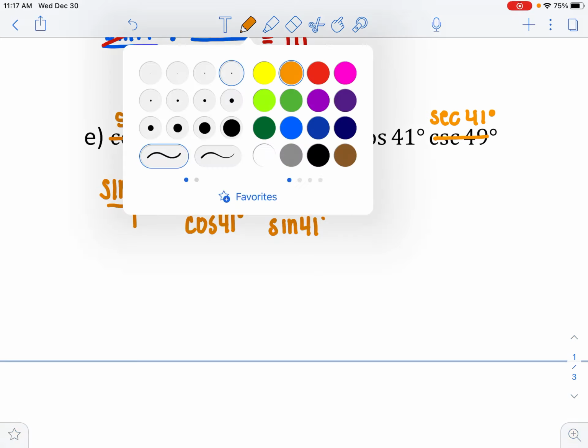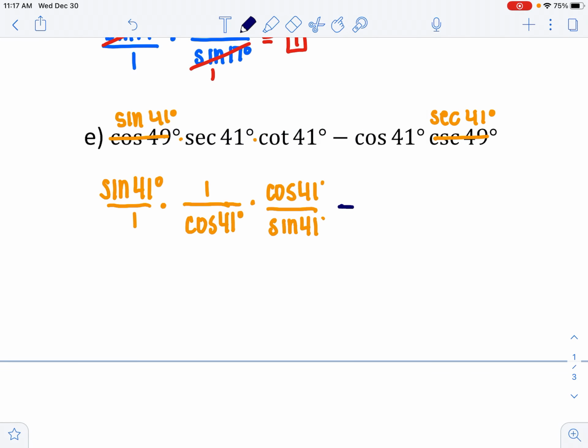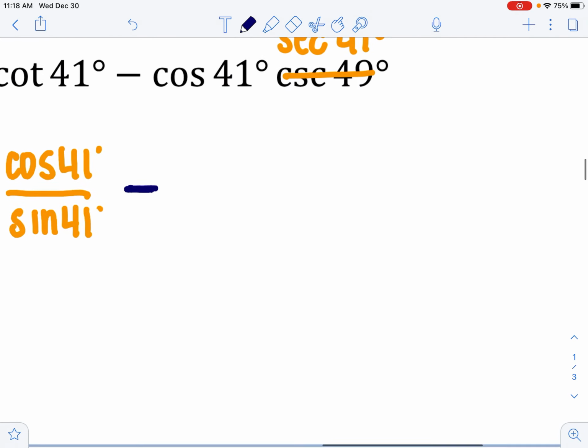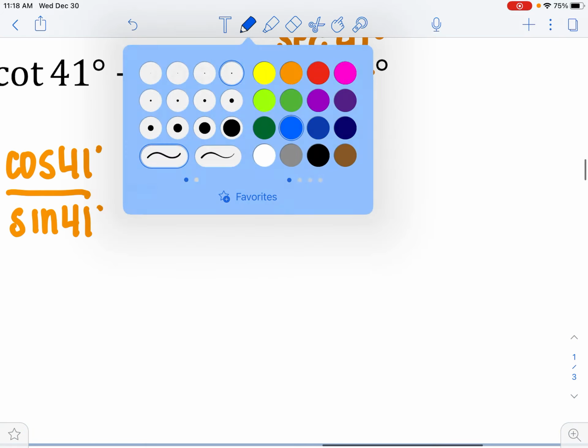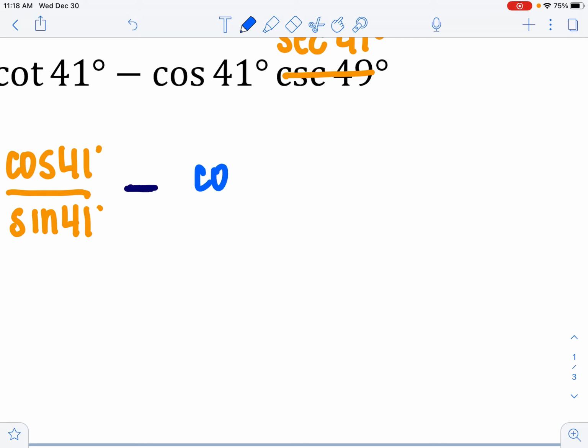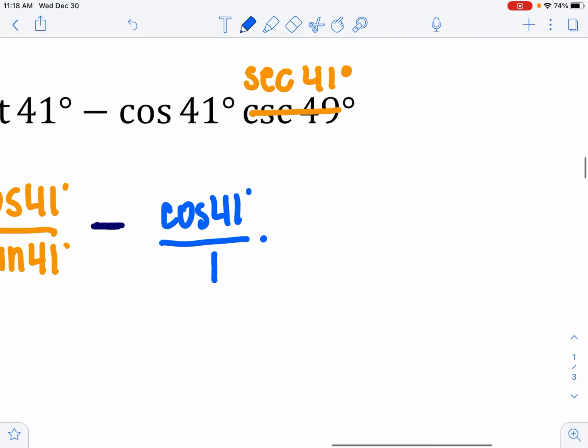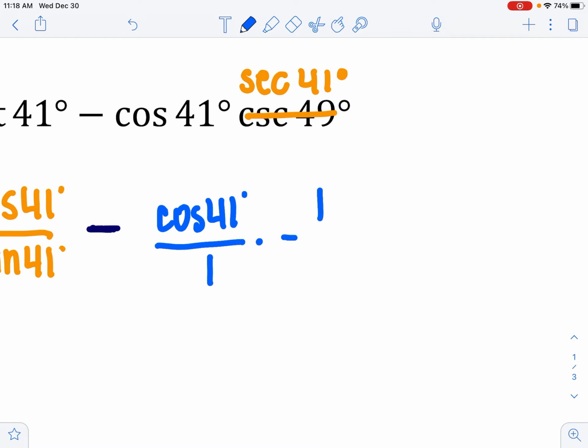And I have this minus here. I'm going to actually put the minus in a different color. So you realize that you can't touch anything on this side unless it's with something else on this side. And I'll put this in blue here. Cosine I'll leave. Cosine of 41. I'll put it over 1 though. Times, and then this is secant, which I'll change to 1 over cosine of 41.